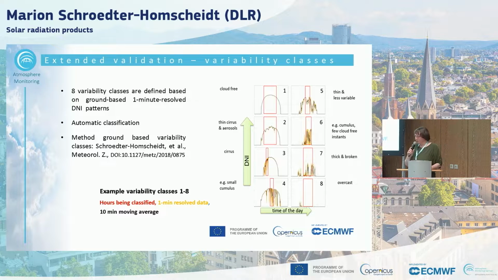So we use about 8 variability classes from direct radiation, which you see here roughly illustrated. No variability at all, of course, is cloud-free, or clouds around thin zeros, or aerosols. Then highly variable conditions, and at the end, number 8, an overcast situation, like probably today. No direct radiation seen anymore.